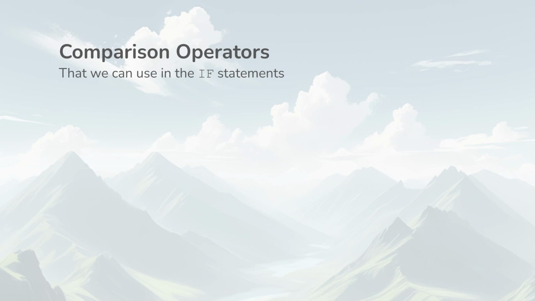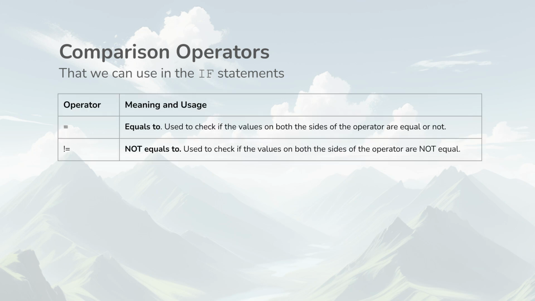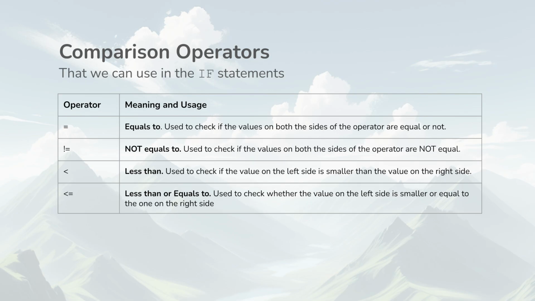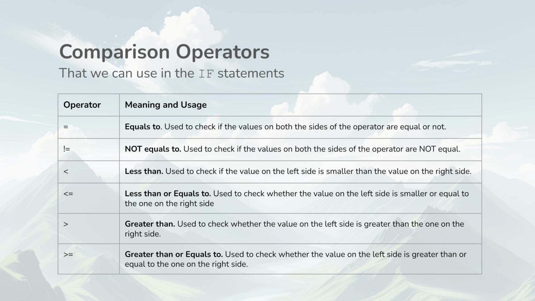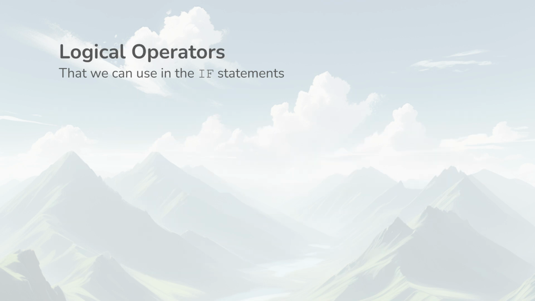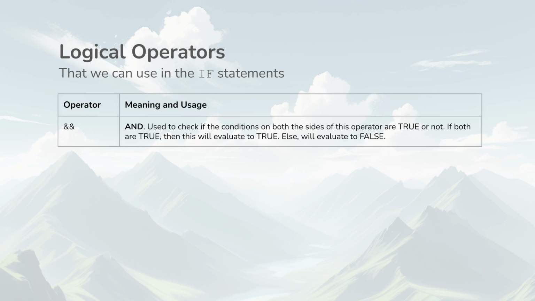Here are the common comparison operators that the if condition supports: equals to, not equals to, less than, less than or equals to, greater than, and greater than or equals to. Also, here are the logical operators using which we can evaluate single or multiple conditions. The AND operator. This means that the conditions that appear on the left and the right of this operator should both evaluate to true, then only it will evaluate to true. Otherwise, if any of the conditions is false, it will evaluate to false.